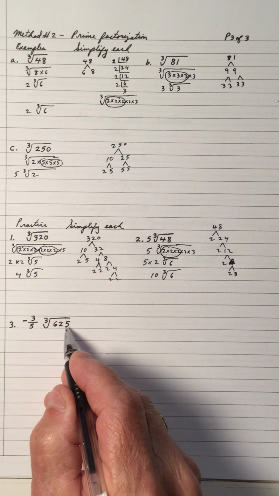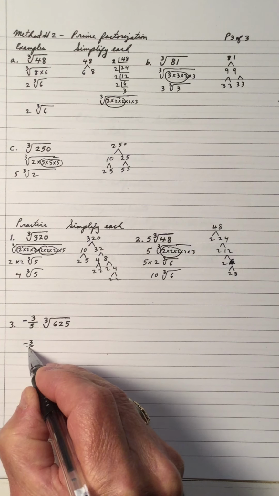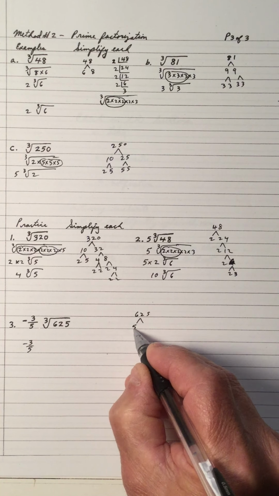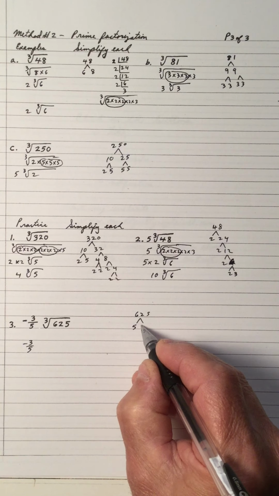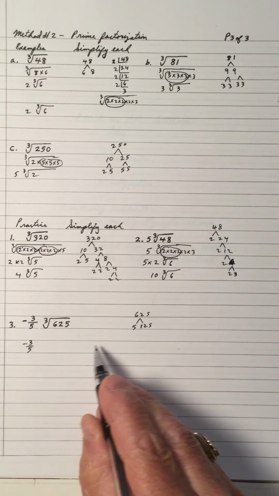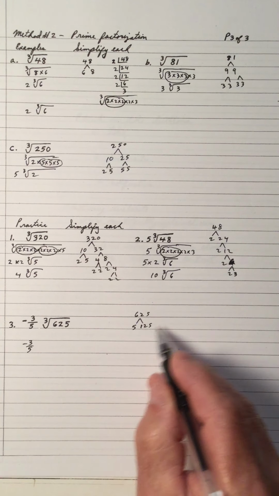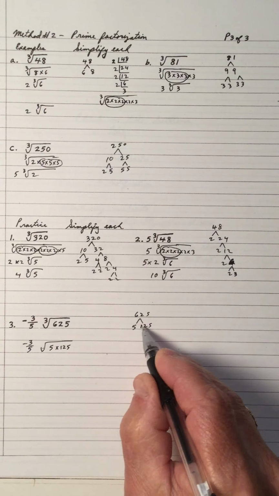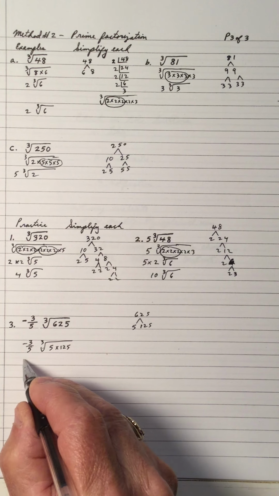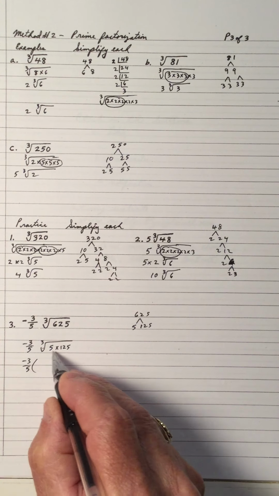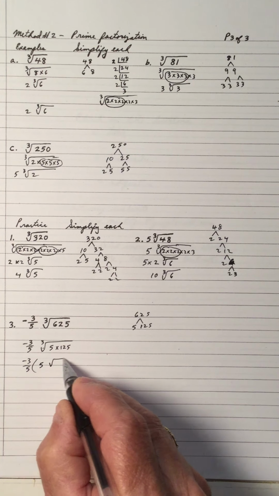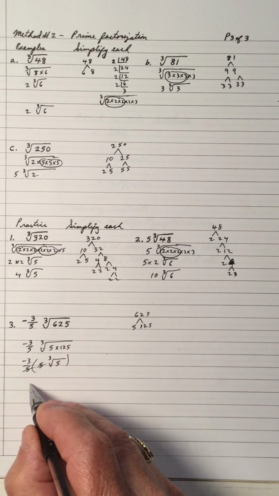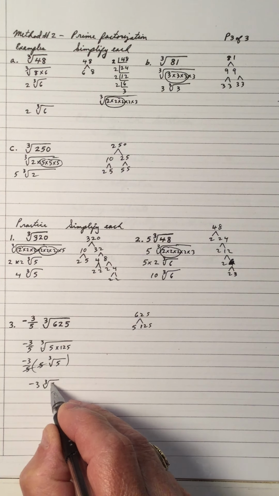Negative 3/5 the cube root of 625. So negative 3/5. And 625, I see a 5. 5 into 625 goes a 125. Again, I could stop right now because if I break it down, so if I go 5 times 125, that's a perfect cube that I see. The cube root of 125 is 5, and the 5 got to stay in, and the 5's cancel because I'm multiplying, so it's a negative 3 cube root 5.